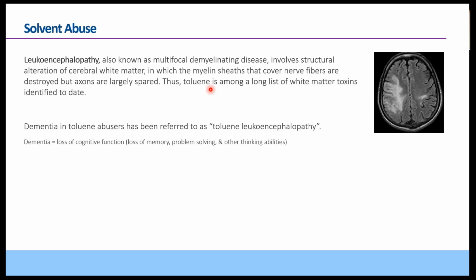So toluene produces leukoencephalopathy, and here you can see in this section of the brain this white patch. So here you can see that leukoencephalopathy is being produced by a chemical. And dementia in toluene abusers has been referred to as toluene leukoencephalopathy. Dementia is the loss of cognitive function of the person.